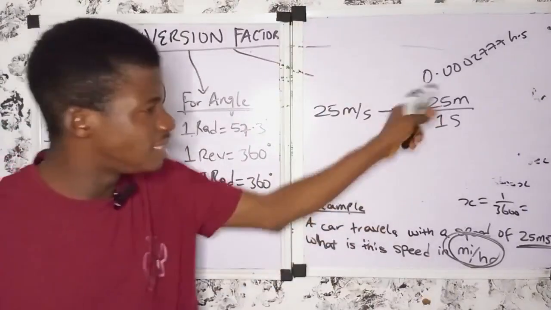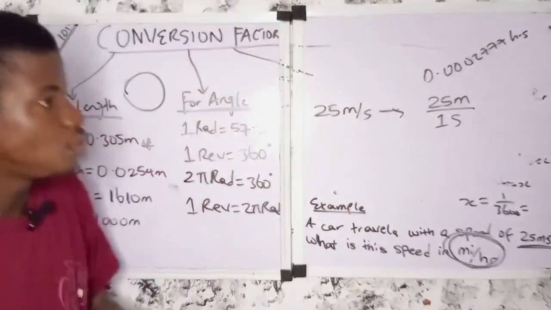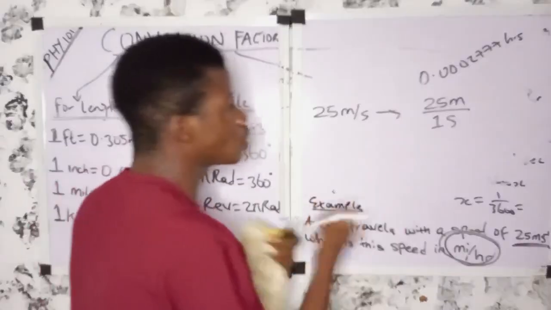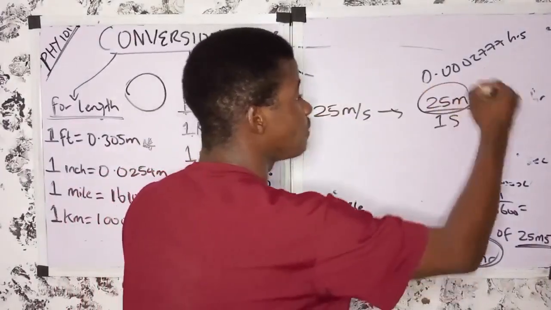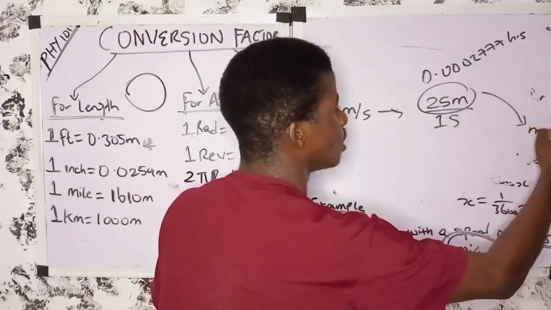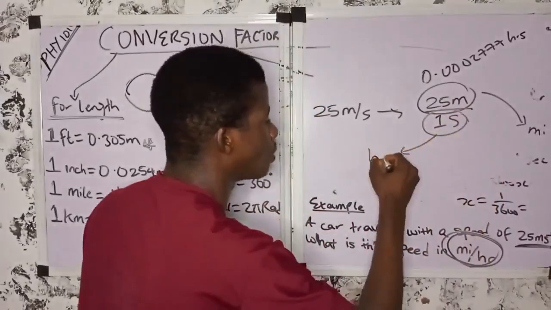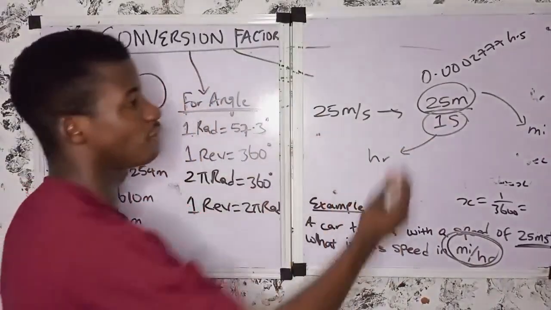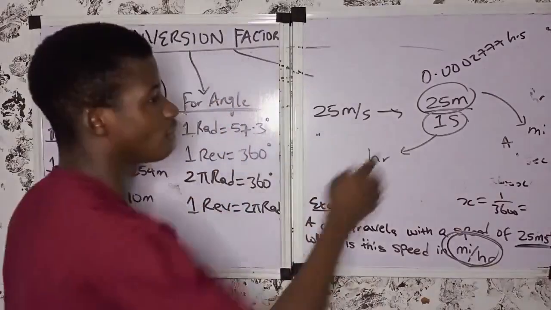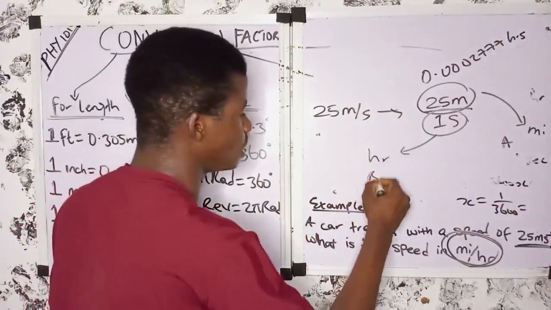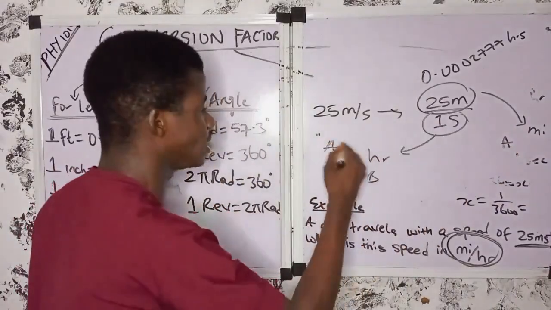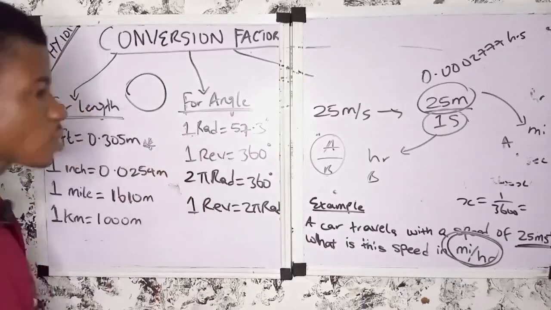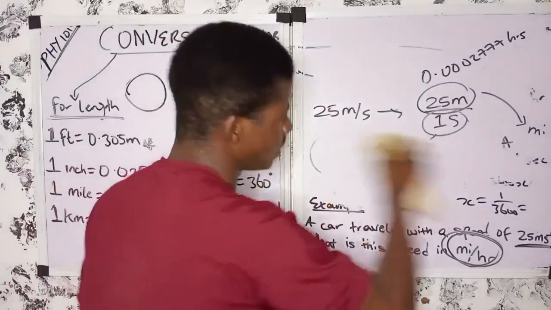Now, how are you going to convert this to miles per hour? It's very easy. We just do it separately, then we divide our final answer. We convert 25 meters to miles, and convert 1 second to hours. Once we get our answer, let's say when we convert the meters to miles we have A as our answer. Then when we convert the seconds to hours, we have B. These are our two answers. We divide them and we get our final answer. It's very, very easy.